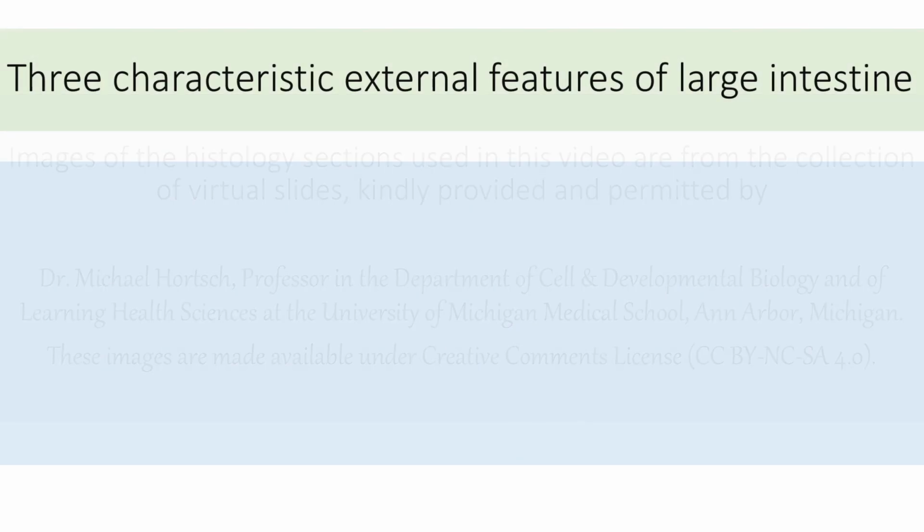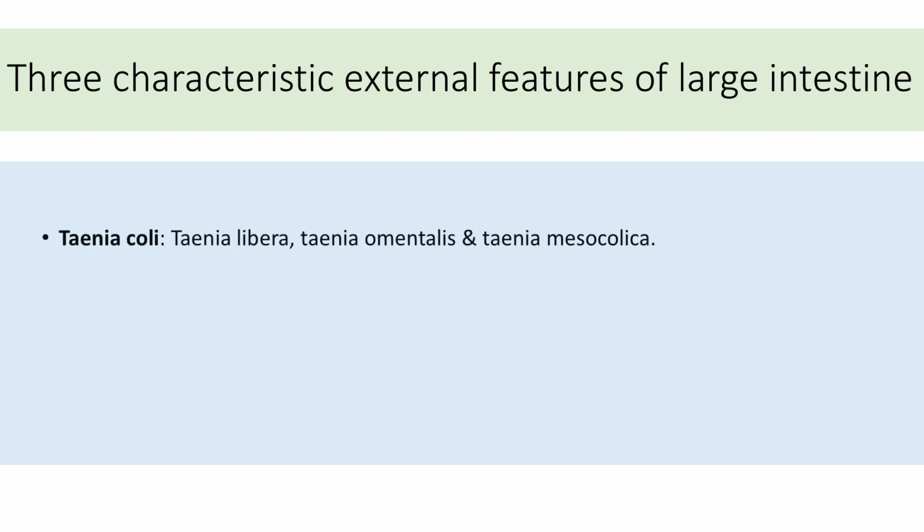As colon forms a part of the large intestine, it shows the three characteristic external features of large intestine, namely the presence of Taenia coli, haustrations, and appendices epiploicae. Taenia coli are the three longitudinally condensed bands of smooth muscle seen in the outer longitudinal layer of muscularis externa. And based upon their position, they are called as Taenia libera, Taenia omentalis, and Taenia mesocolica.